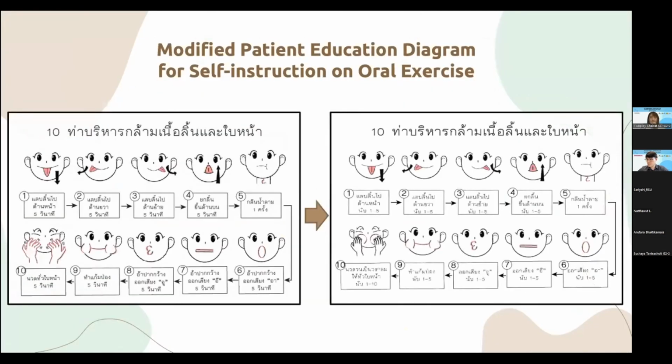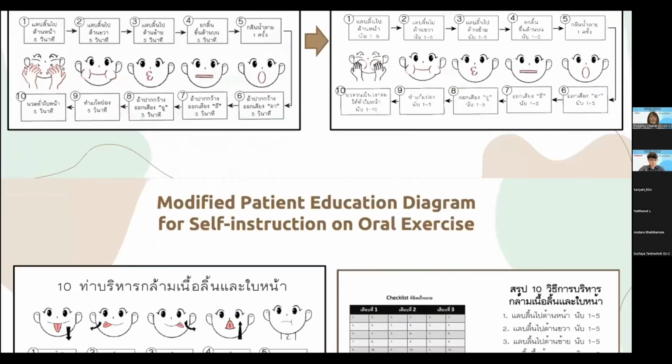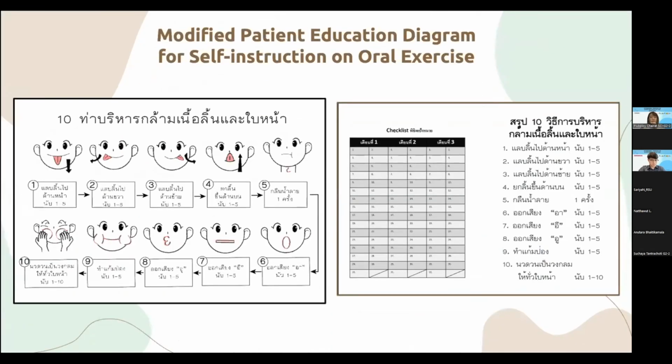After interpreting 9 experts' opinions, here is our brand new modified diagram. In our leaflet, the inner side is the oral exercise diagram. Outside, in the front is the summary, and in the back is the checklist, in which the patient can list their achieved activities in their routine.